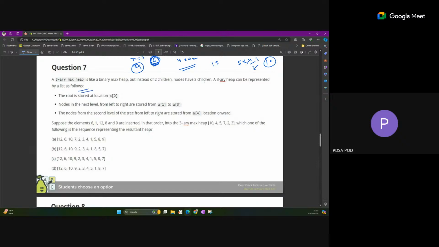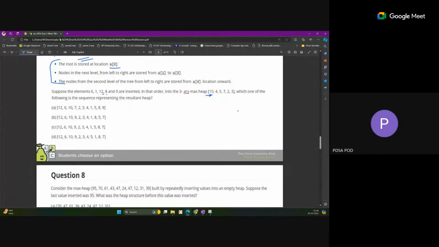So the root node is stored at location A0. This definition is given completely. Suppose the elements 6, 1, 12, 8, 9 are inserted in that order into the 3-ary max heap. So this max heap is given here with these details. This array. Okay, so we can create this max heap.